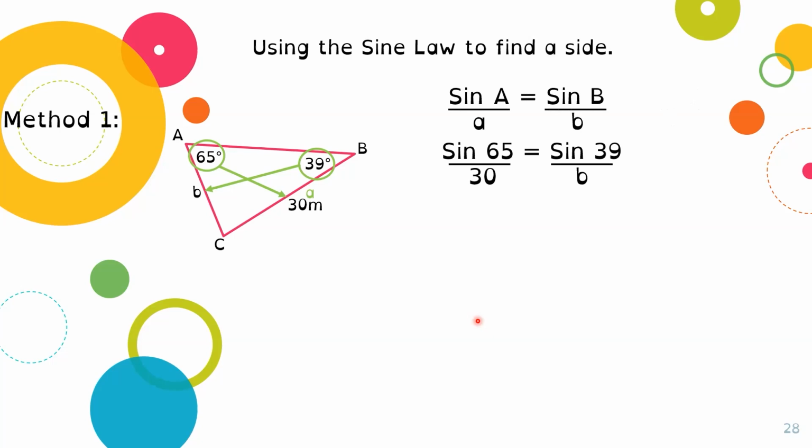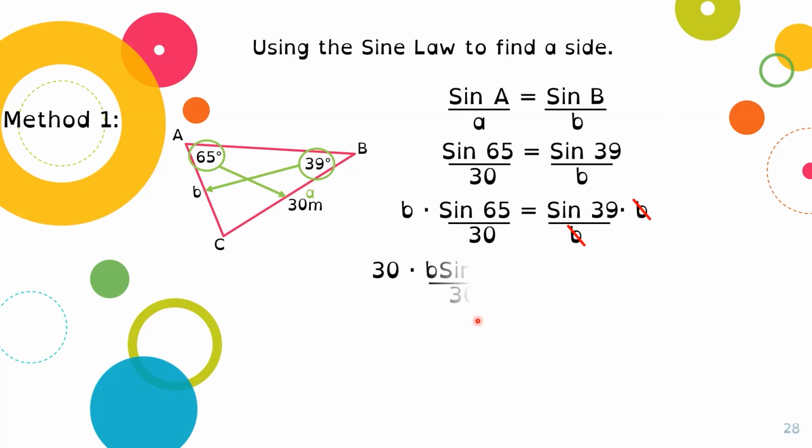And we're trying to isolate for B. Right now B is in our denominator, so we're going to multiply both sides by B in order to cancel it off. So we end up with B sine 65 divided by 30 is equal to sine 39.